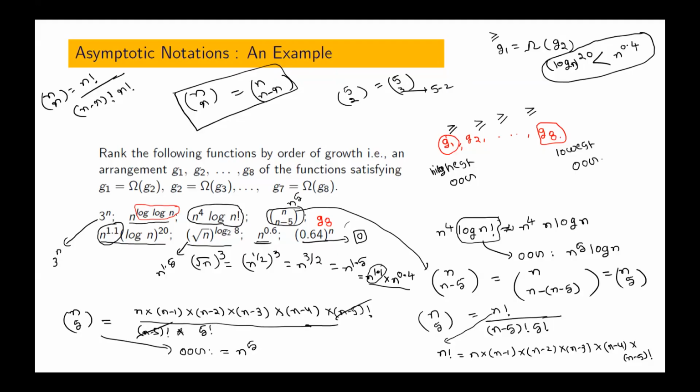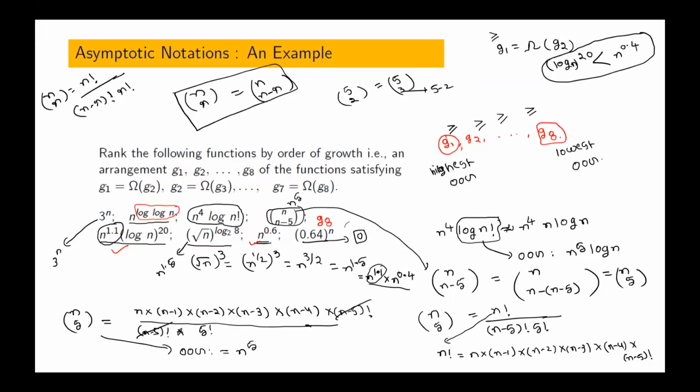G7 is n power 1.1 log n whole power 20, sir. But now you compare, n power 1.1 is here, n power 0.6. Out of these two, which is smaller? n power 1.1 log n 20, or n power 0.6? Out of these two, which is more? n power 1.1 into something is more, or n power 0.6? No, 1.1 is more than 0.6.